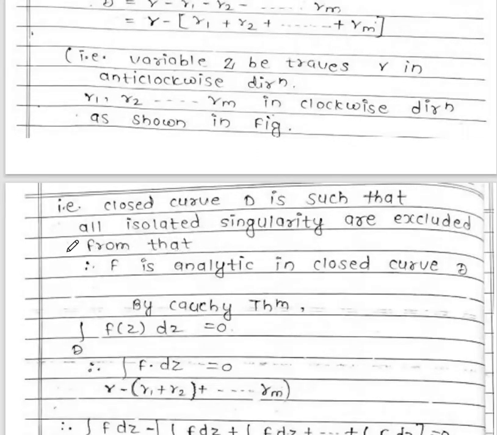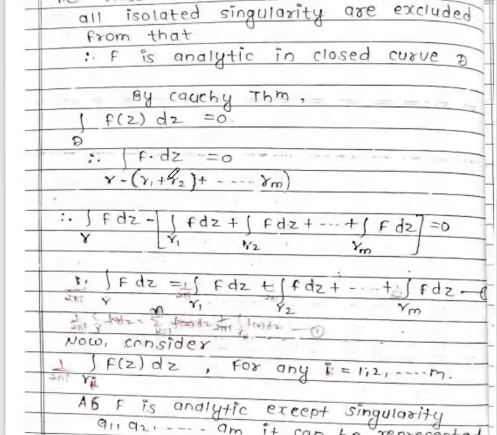Now we can see that the closed curve D is such that all the isolated singularities are excluded from it. So therefore f is analytic in the closed curve D. So therefore by using Cauchy's theorem, the integral over D of f of z dz equals 0. So therefore the integral of f dz equals 0 over the curve gamma minus gamma 1 minus gamma 2 and so on, gamma m. Okay, so this is the curve.